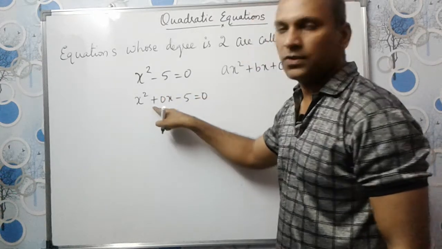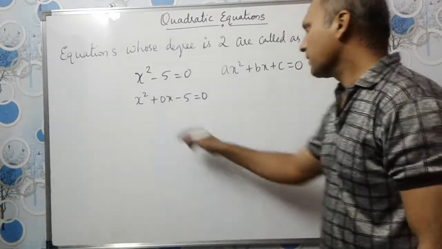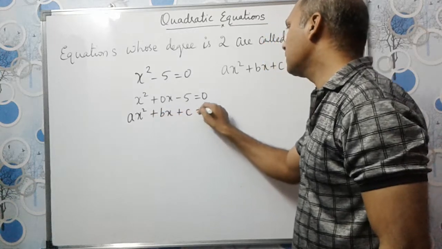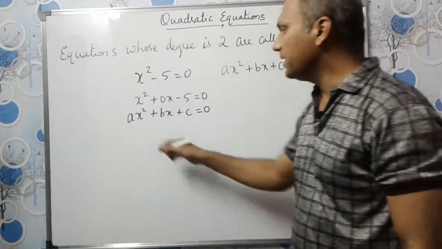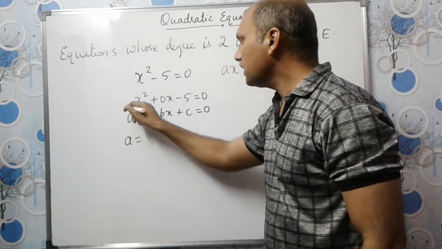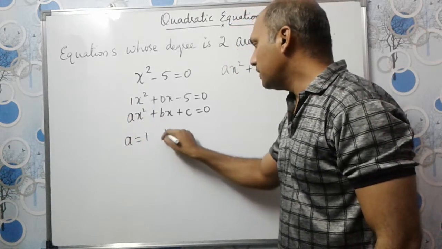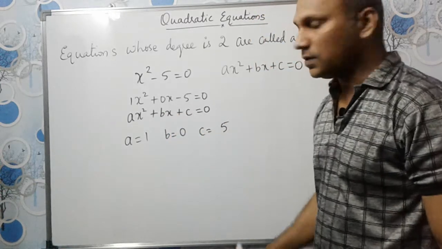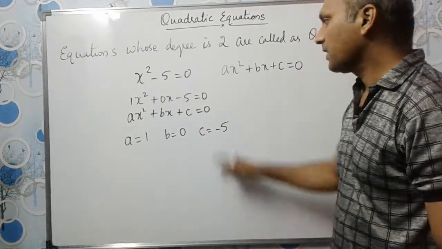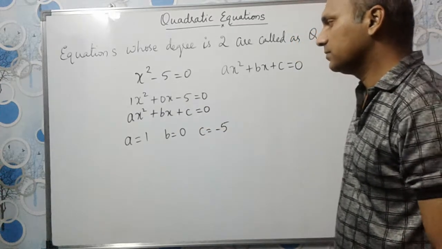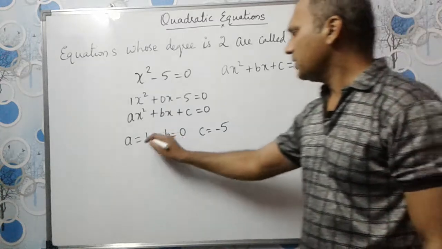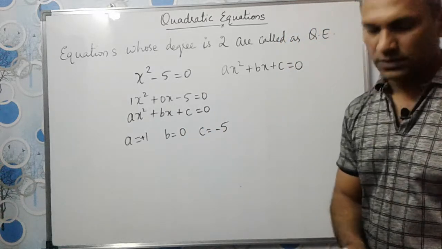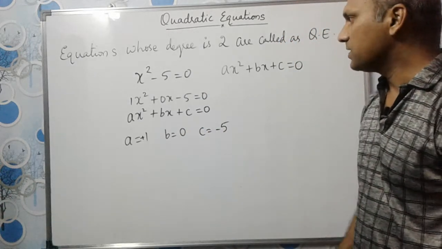See, we can write minus 0x also here. It will make no difference. Now this is ax square plus bx plus c is equal to 0. Now tell me what is the value of a, b and c. a is equal to 1. b is equal to 0. c is equal to 5. No, c is minus 5. We can write a as plus 1, b as plus or minus 0, and c as minus 5, including the signs also. I hope this is clear.